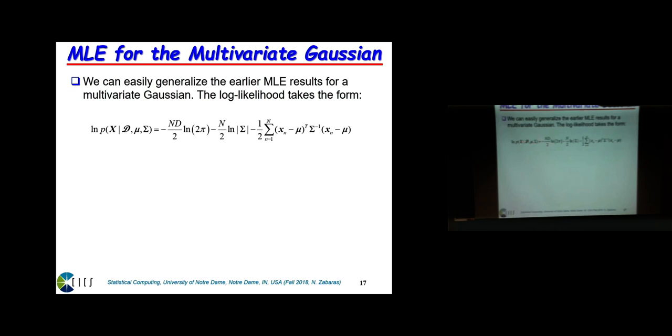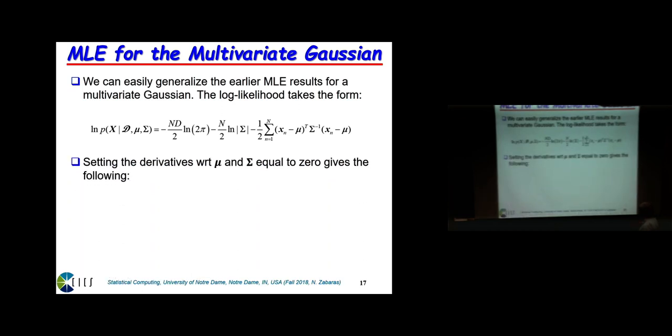These two terms come from the normalization terms. This is the determinant of the covariance. And this is the exponential, the squared exponential. Okay? All right? So what we're going to do is take derivatives with respect to the mean mu and derivatives with respect to the covariance sigma and set those derivatives equal to 0.